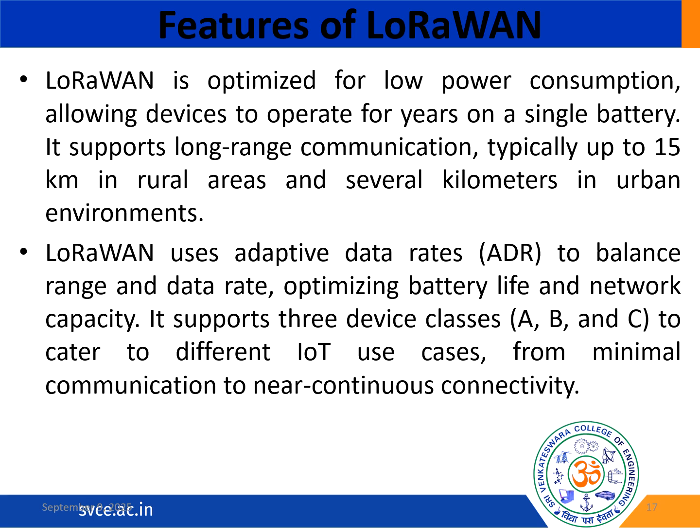The protocol ensures end-to-end security with AES 128 encryption, and it protects against replay and man-in-the-middle attacks. LoRaWAN uses adaptive data rates, so it can balance the range and data rate, optimizing battery life and network capacity. It has three device classes, which we call A, B, and C, to cater to different IoT use cases from minimal communication to near continuous connectivity. These are Class A, Class B, and Class C.